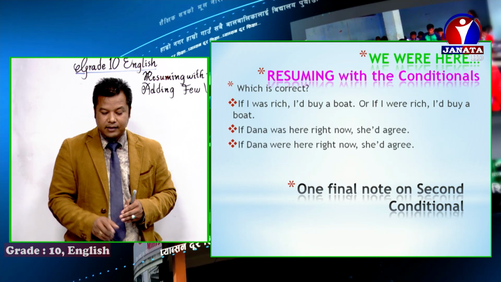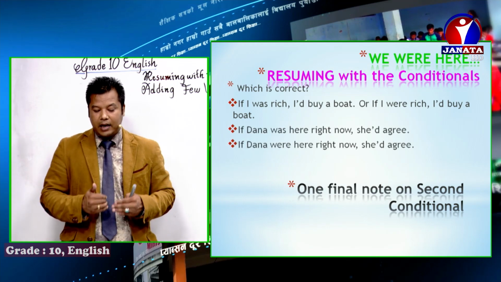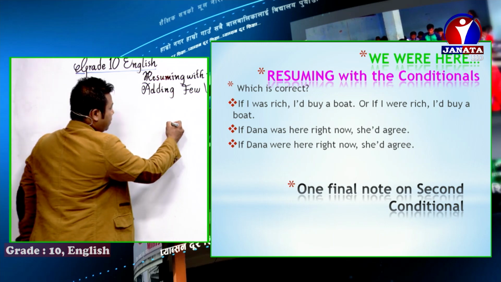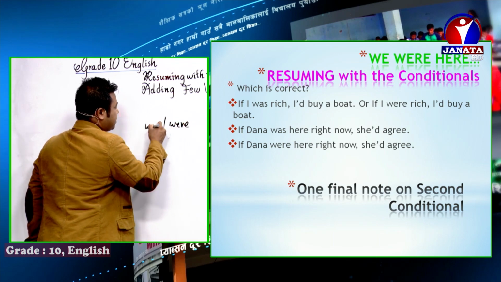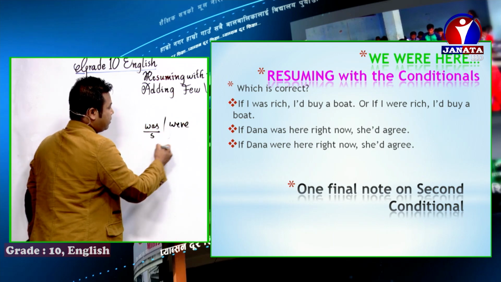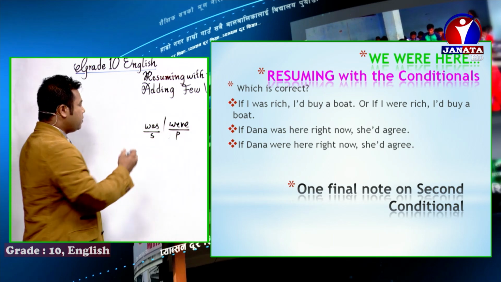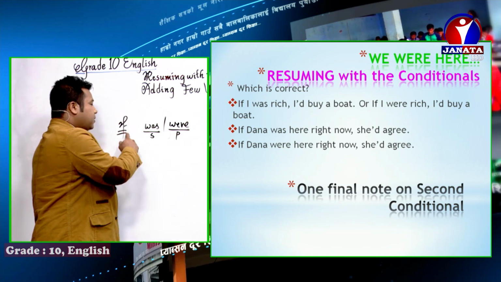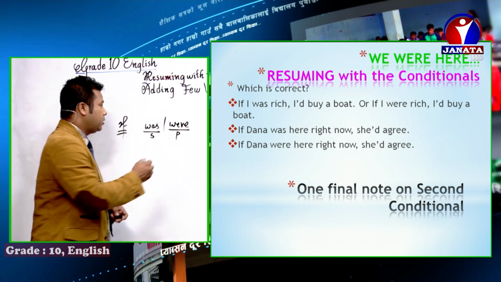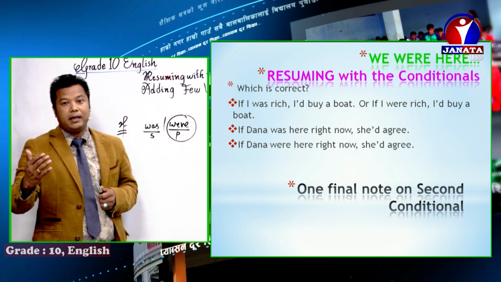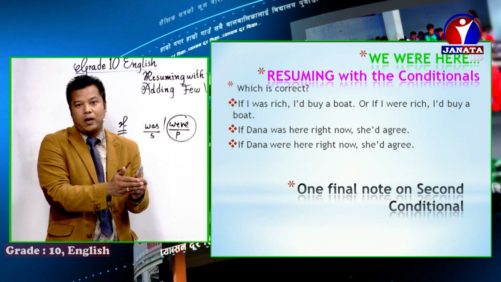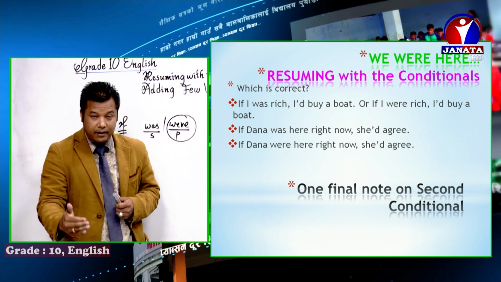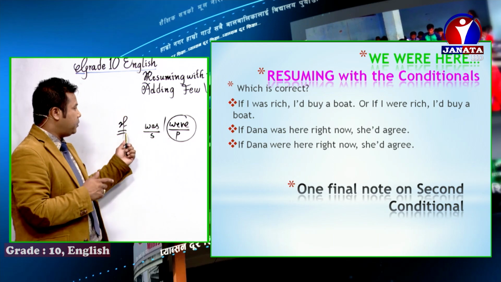Now, why that? Look at the next sentence. If Dana was here right now, she would agree. If Dana were here right now, she would agree. The word were versus was. We all know was is a singular choice, were is a plural choice. But if you're using the if part, the rule always tells you that whatever the subject, either singular or plural, your choice is always were. So that becomes the example: if I were, if you were, if she were, if they were, if everyone were. And that's how we prefer to use the grammar. Hence, always focus on were in type 2 if you're using if.